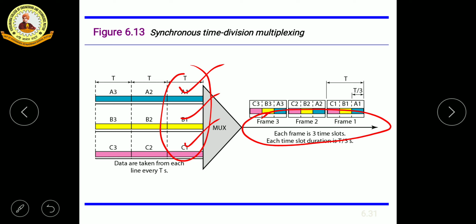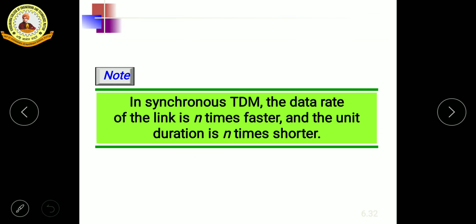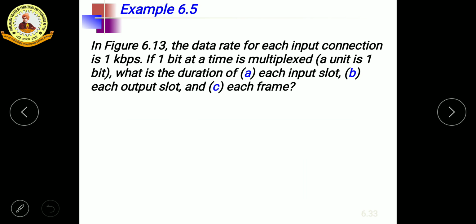Then in synchronous time division multiplexing, the data rate of the link is n times faster and the unit duration is n times shorter. So this is the point to be noted here. This point, what is that? In synchronous time division multiplexing, the data rate of the link is n times faster, and the unit duration is n times shorter. I have told you what is link and what is channel. We'll see some examples, then you will come to know what these things actually are.